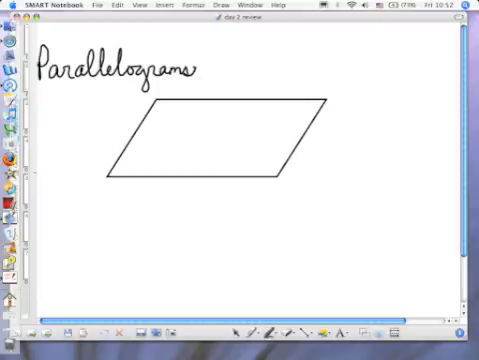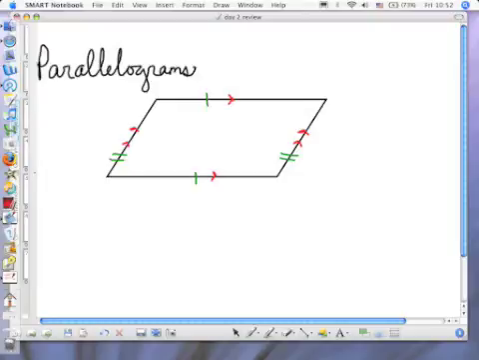Let's start talking about the characteristics of parallelograms. The first thing we know is that both pairs of opposite sides are parallel to each other. Both pairs of opposite sides are also congruent to each other. All right?